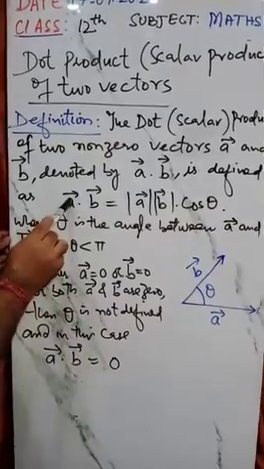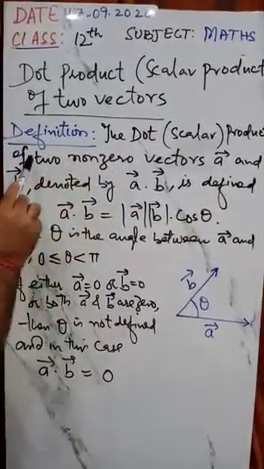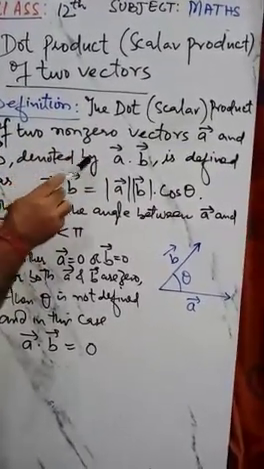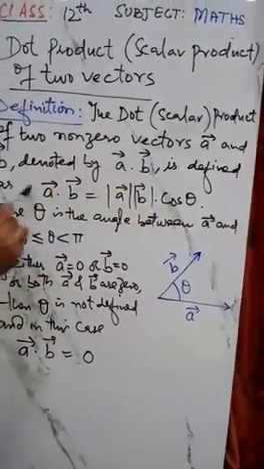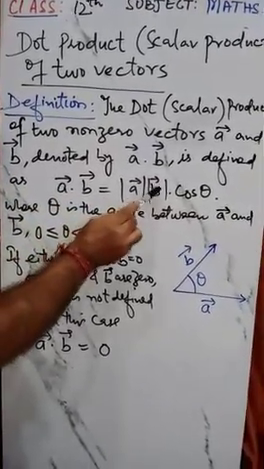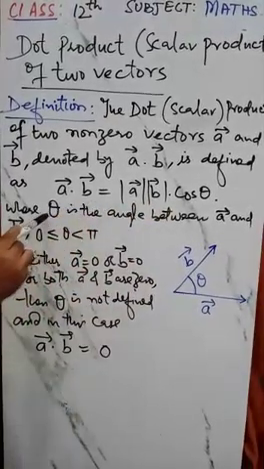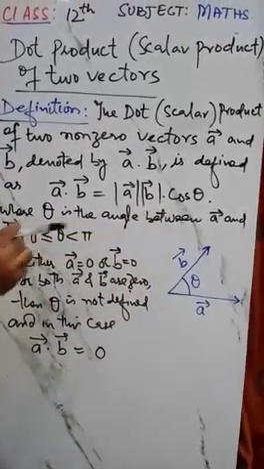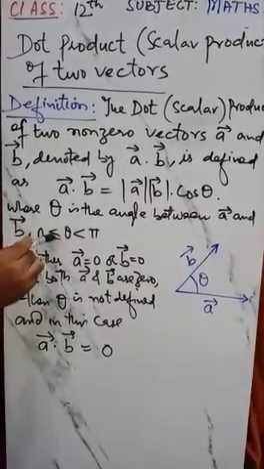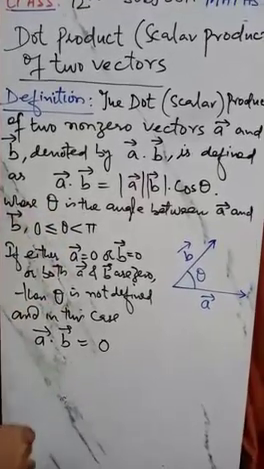Now the dot product of two non-zero vectors A and B, denoted by A dot B, is defined as A dot B equal to modulus of A into modulus of B into cos theta, where theta is the angle between vectors A and B. Now theta lies between 0 and pi, that is, 0 is less than or equal to theta, which is less than or equal to pi.